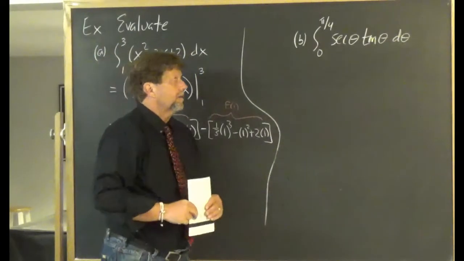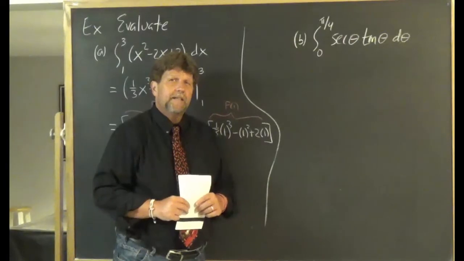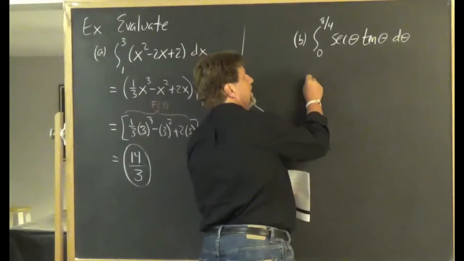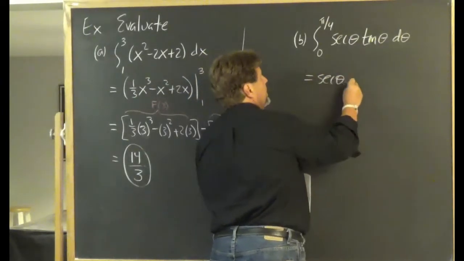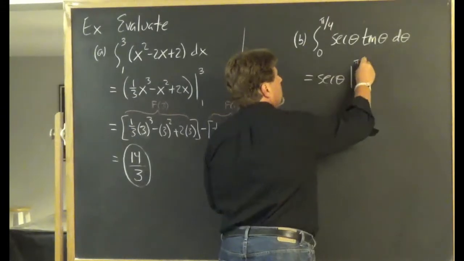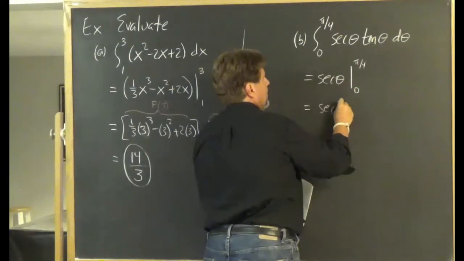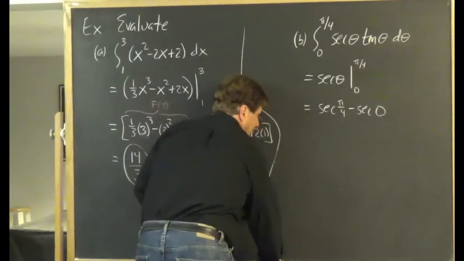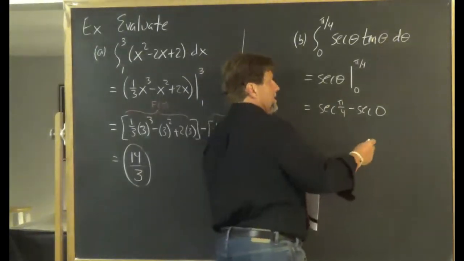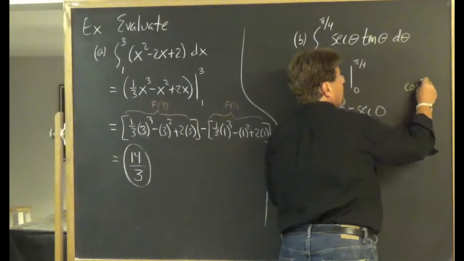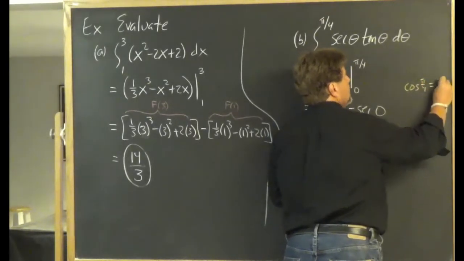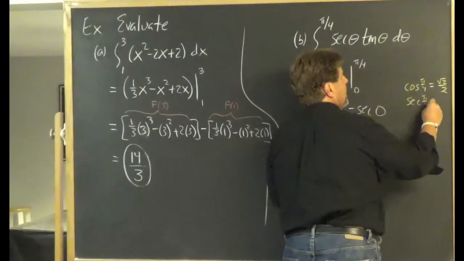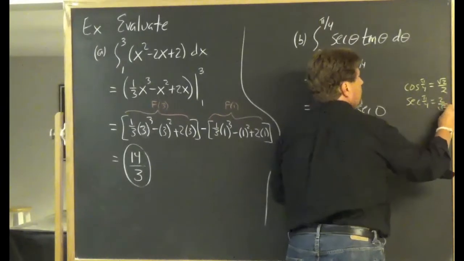Evaluate the definite integral from 0 to pi over 4 of secant theta tangent theta. We begin by getting an antiderivative. The antiderivative of secant theta tangent theta is just secant theta. So we have the secant of pi over 4 minus the secant of 0. Off the top of my head, I might not know what the secant of pi over 4 is, but I do know the cosine of pi over 4. I know from the unit circle that's the square root 2 over 2. Well, that tells me the secant of pi over 4 is 2 over the square root 2.